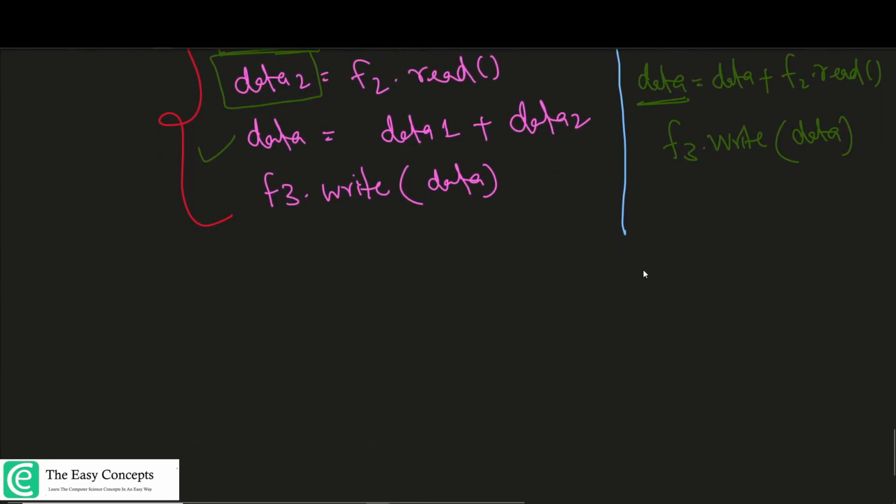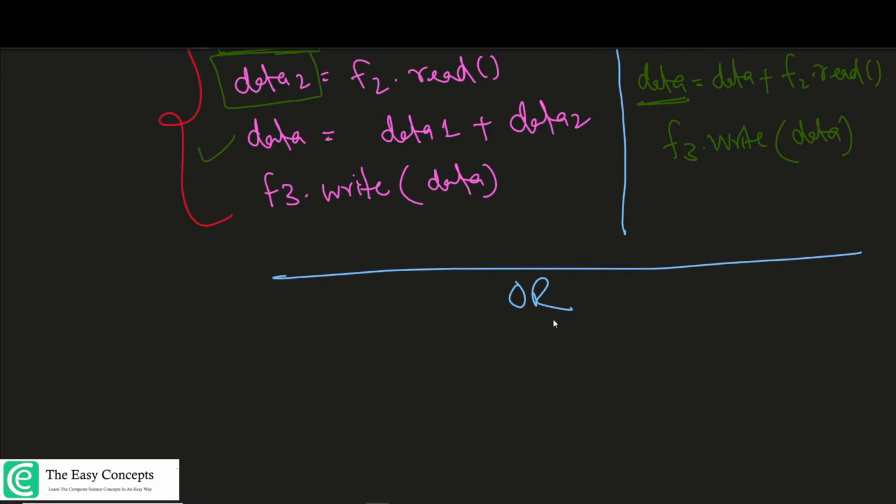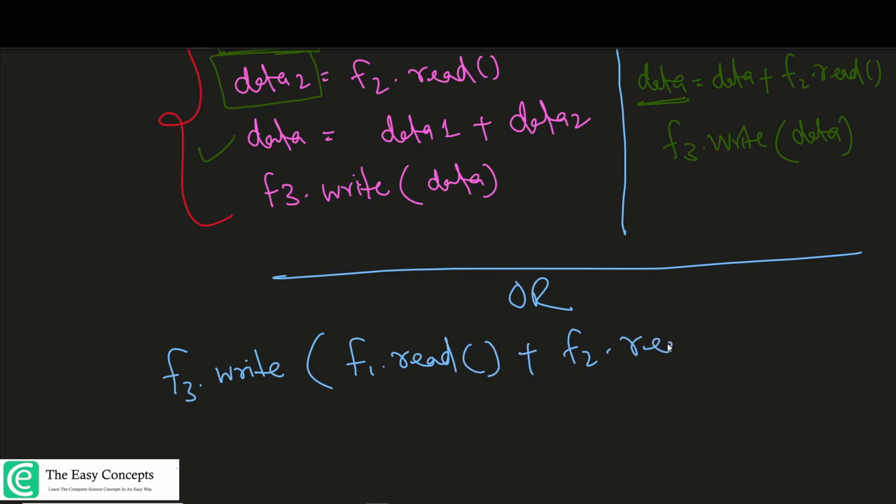We have some other methods also, and what you can do is write f3.write, and now we need two things here. One is f1.read plus f2.read. So basically we are concatenating text from two files here and then writing into it. So you can try all these things.